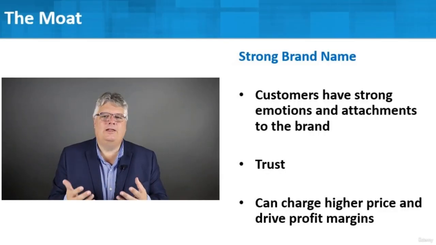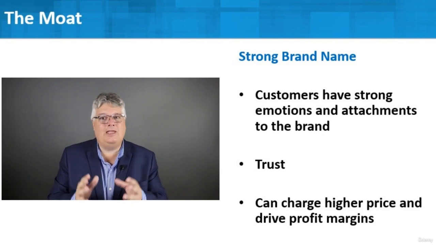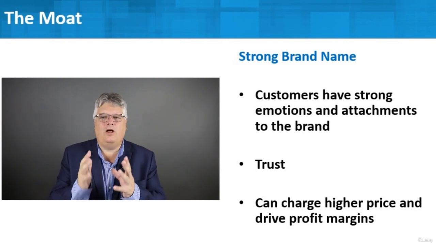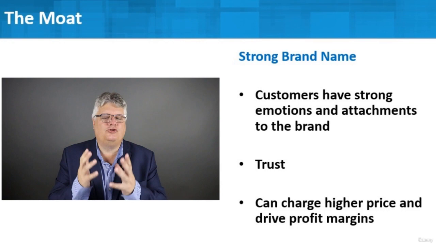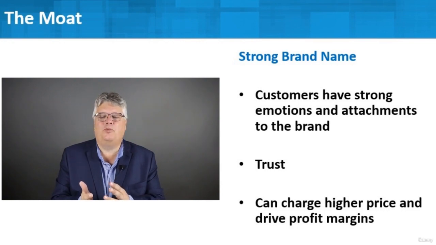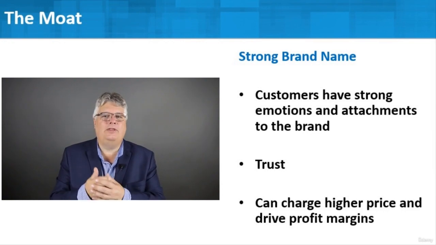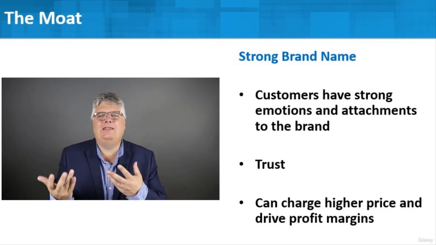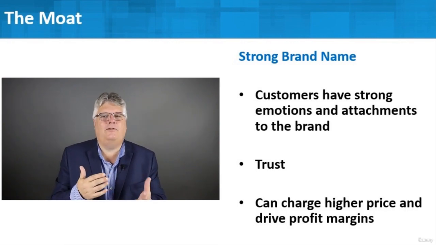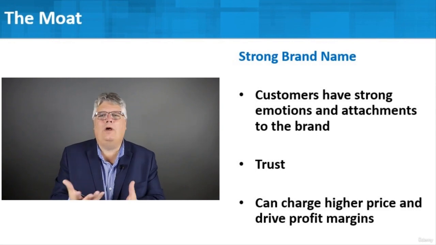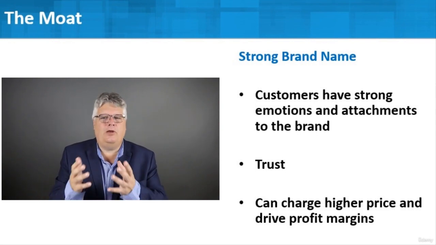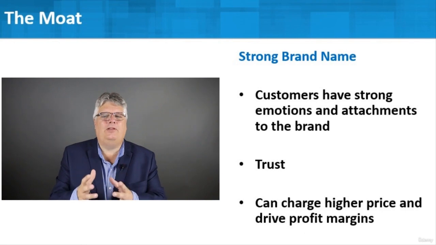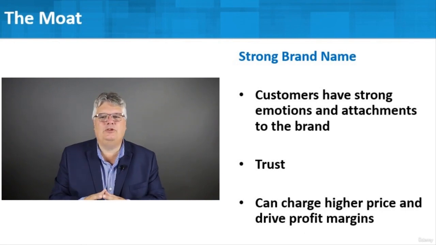Another moat area is strong brand names, right? They have this reputation for quality, and people have strong emotions and attachments to the brand or the product. Think about some brands that you like right now as we're talking here. I really like this type of cell phone, or this type of television or computer, clothing, whatever it might be. I really have that brand affiliation, and we all have some that we really like.